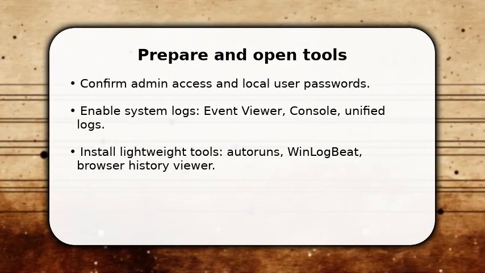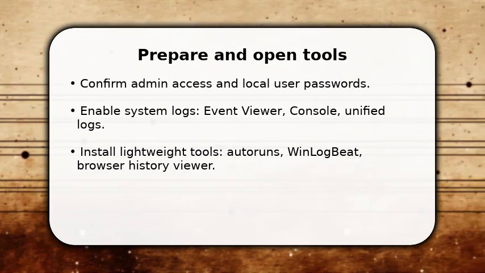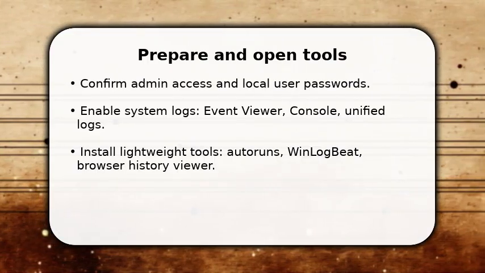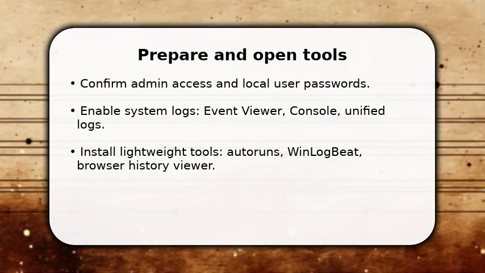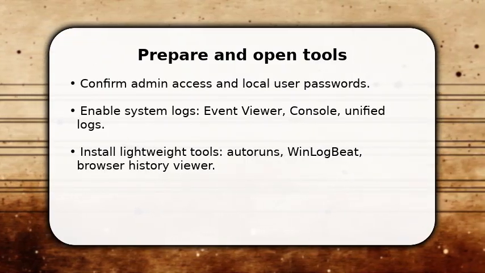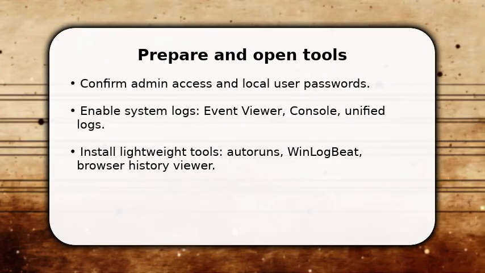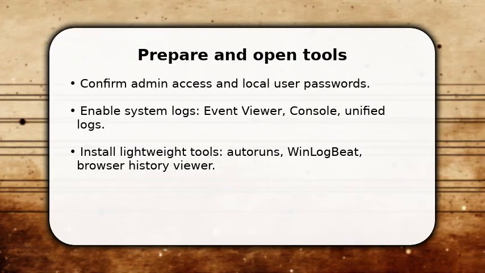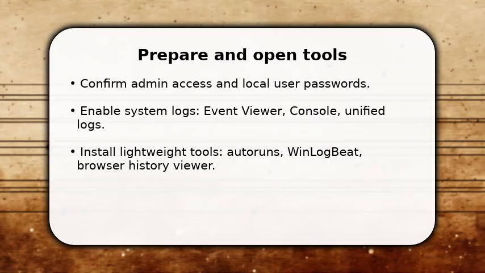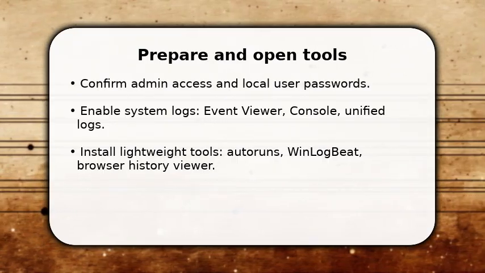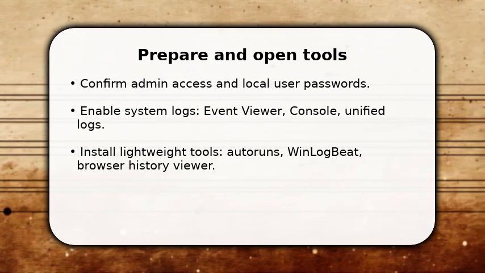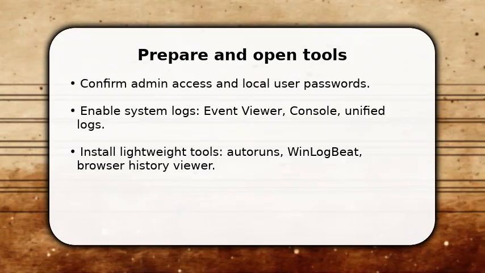You start by getting immediate access. Make sure you have administrative rights and the target account password so you can read protected logs. Once done, open System Logging Utilities, Event Viewer on Windows or Console on Mac OS, and enable Unified Logging if it's off. Install small forensic-friendly tools like Autoruns for startup items, a browser history viewer, and a log shipper. This prepares you to collect timestamps and provenance without altering original files, preserving useful history data for the next stage.